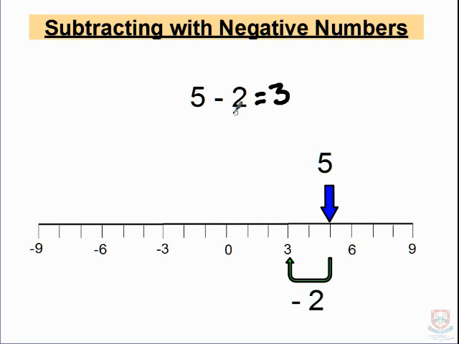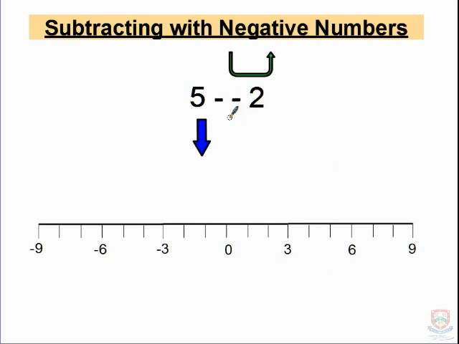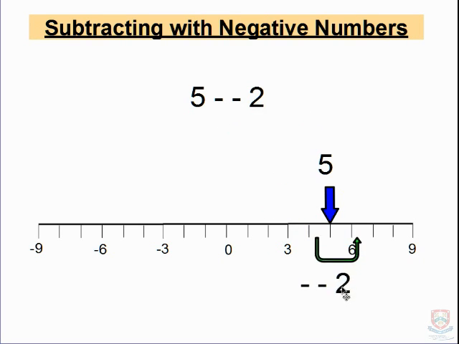But what happens if we're trying to take away a negative number? If we were adding a negative number, it would move towards the negative numbers. But taking away a negative number changes the direction. We move in the opposite way that we would normally. So if we start with our number 5 again, and this time I want to take away a negative 2. Well, take away 2 move to the left, so taking away a negative 2 is going to move to the right. And this gives us an answer of 7.